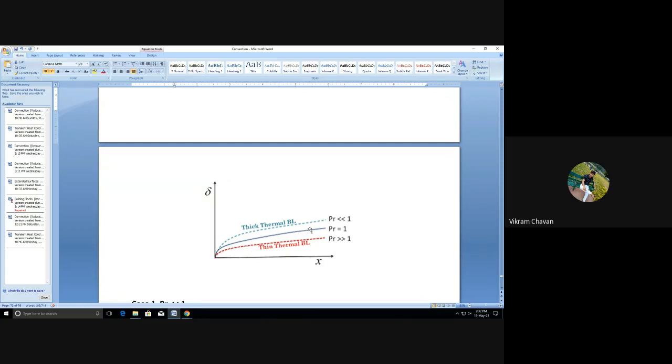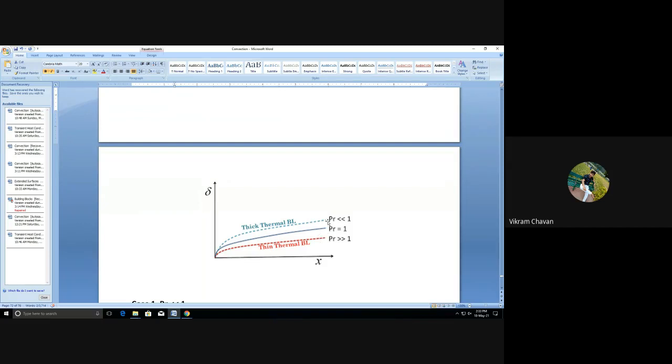The middle line represents the velocity boundary layer, and the upper and lower lines represent the thermal boundary layer.